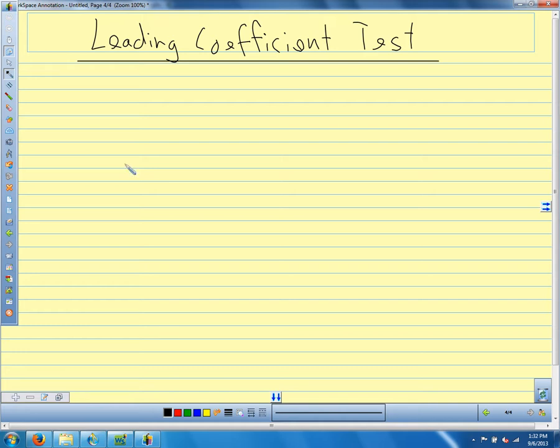So we already know, from when we talked about quadratic functions, that if the leading coefficient is positive, our parabola opens up. If the leading coefficient is negative, our parabola opens down. Well, that turns out to be true for any polynomial when the exponent is even. So for a polynomial with the highest power even, so we're talking about polynomials here.